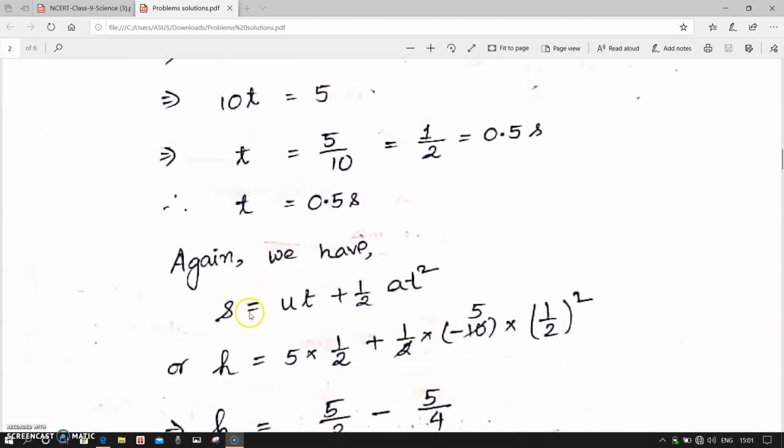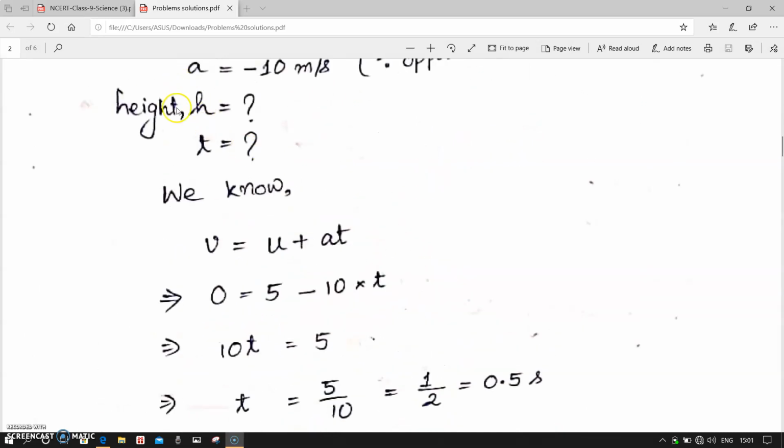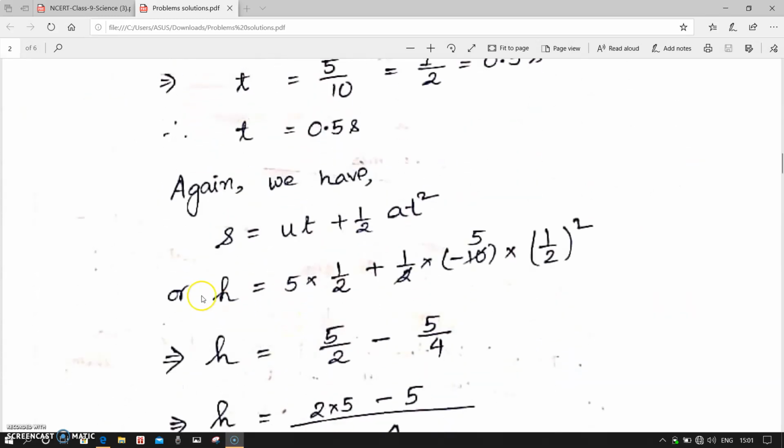So again we have s is equal to ut plus half at square. We have used the second equation because now you have found t. If you have found t, you have the other things, so you can directly use it in the second equation of motion so as to find s. But s we have used here like height, so I have kept this as h. So you use h here. You can use anything; there is no harm in using s.